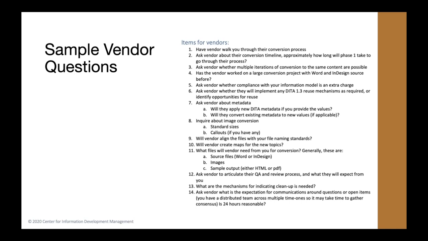the conversion. But you can see that there are certain other questions that you absolutely should ask about, such as whether being in full compliance with your information model is an extra charge, and whether multiple iterations of the conversion of the same content are possible, right? Depending on what your source is, have they done a large conversion project using that source format before? What files do they need to do the conversion? Will they create the maps? Will they align the file names with your file naming conventions if you have defined them already?